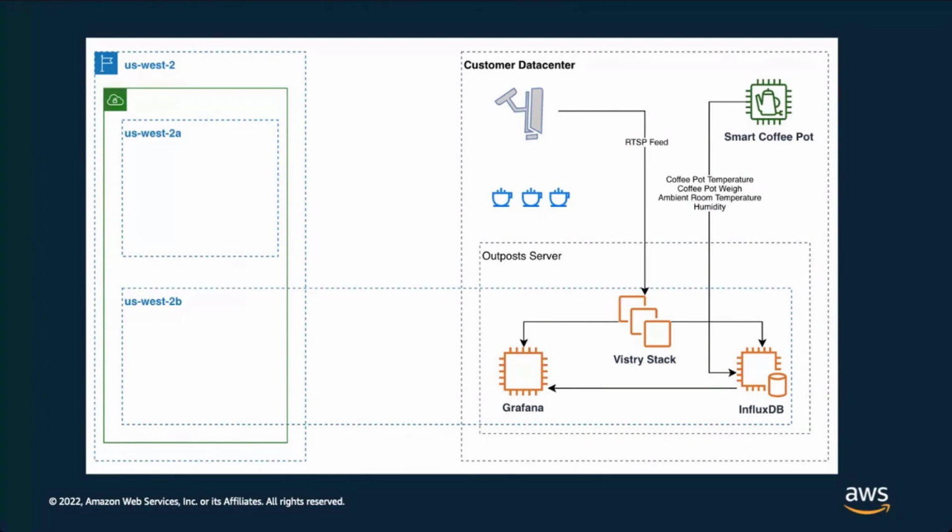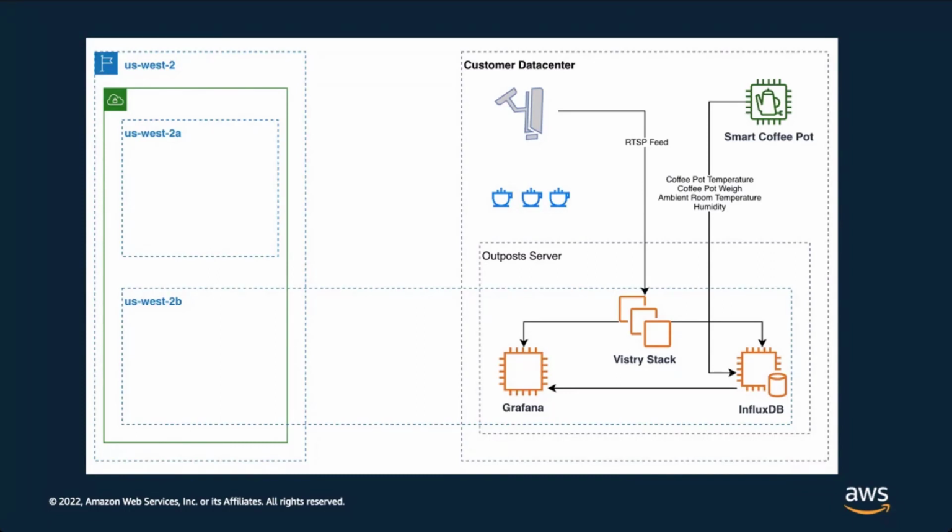So just to break down the demo a little bit for what you just saw. This is a very high level architecture of what's actually happening. On the left, we have our region, in this case US West 2. And then what we're doing is we're extending the US West 2B availability zone from the region down to an Outpost server. And on the Outpost server, we have the Vistry components deployed there, so that includes the Vistry stack that they run.